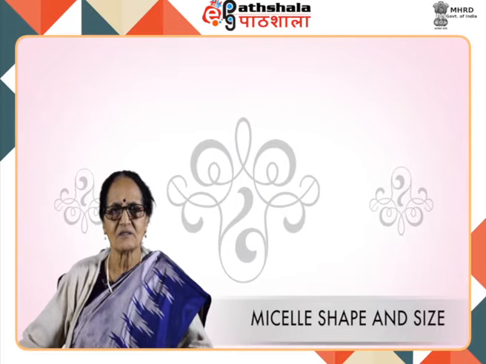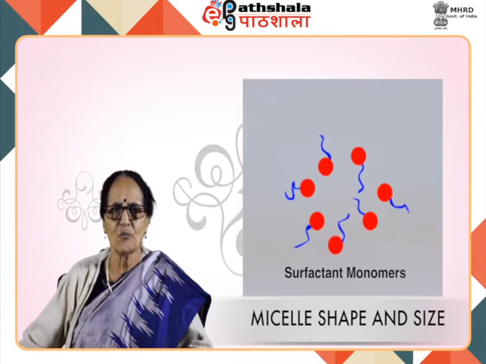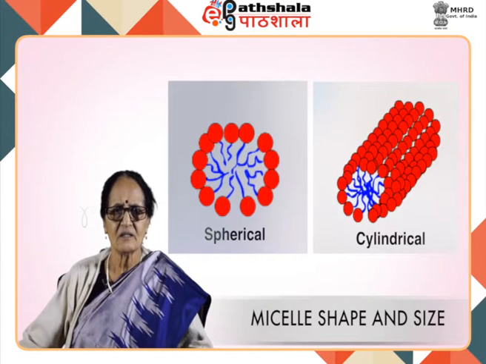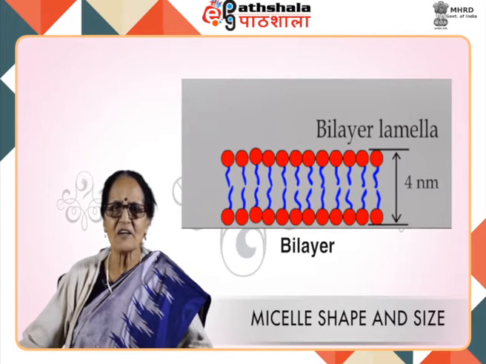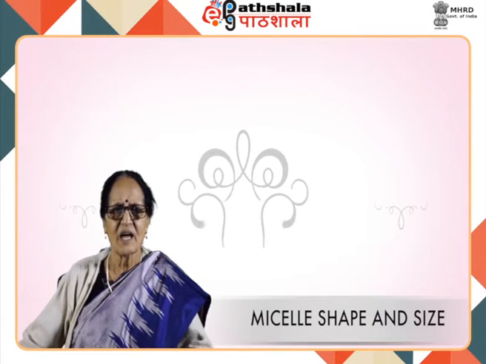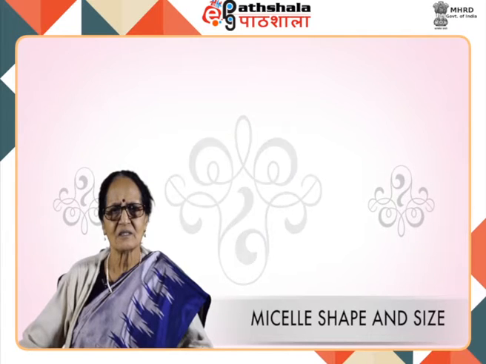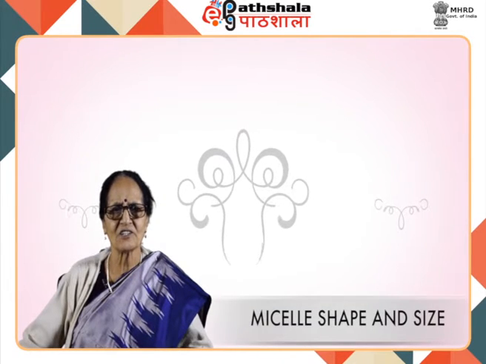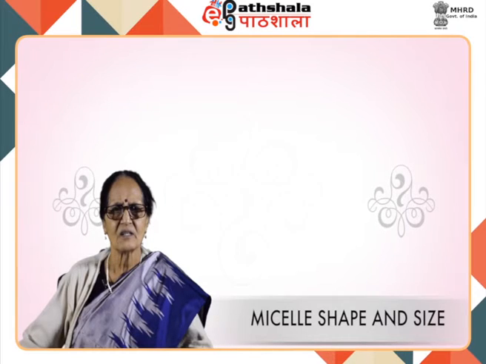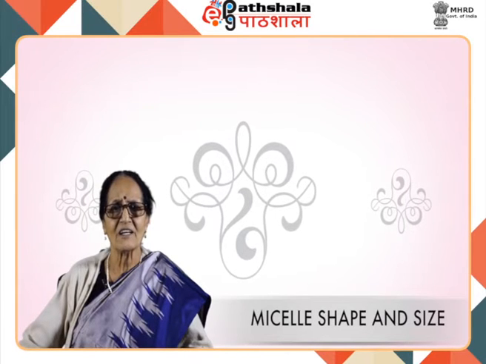Micelles are labile entities formed by the non-covalent aggregation of individual surfactant monomers. Therefore, they can be spherical, cylindrical or planar. In planar we have discs or bilayers, as you can see in the figure. Micelle shape and size can be controlled by changing the surfactant chemical structure, as well as by varying solution conditions such as temperature, overall surfactant concentration, surfactant composition, ionic strength, and finally pH.